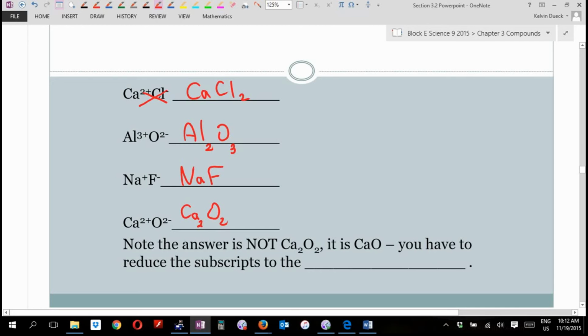So what it really should be is crisscross, then reduce. Is there a 2? Is there a 2? I can reduce that. You know what? I'll use a fraction term, even though that's not a fraction. I'll say you can reduce it to lowest terms. It's really 1 and 1. Wait a minute. Am I going to bother, Kevin, putting the 1s? Say no. So I wrote here, the answer is not Ca2O2, it's CaO, calcium oxide. You have to reduce the subscripts to the lowest terms.